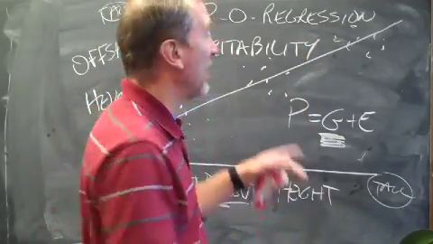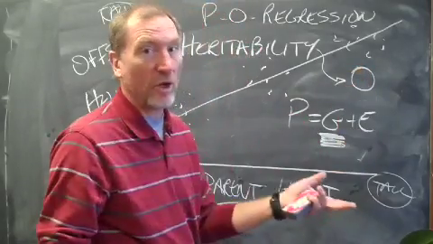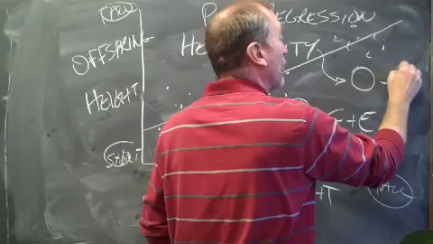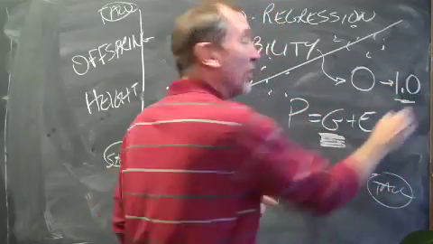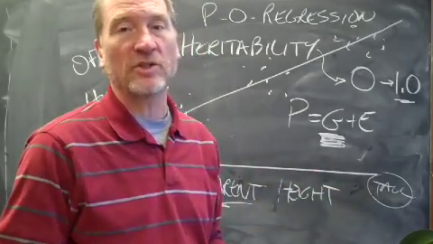And just as a detail, heritability has values that run from 0, which is no heritability, up to 1.0, which is the highest heritability possible. And so it's always in the range of 0 to 1.